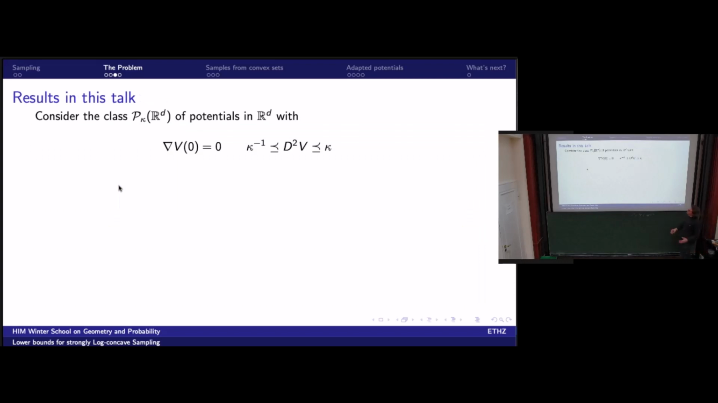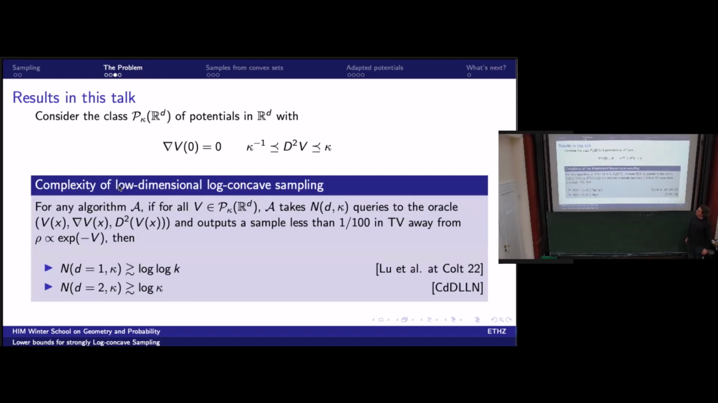Okay, so for the type of result we're going to talk about, we're going to consider the class of potentials that have this sort of eccentricity, and we're going to show the following. If you have an algorithm that produces samples that are in TV at most 1% off from your distribution, then your algorithm takes in dimension 2 and higher at least log kappa samples, and in dimension 1 log kappa samples. There's another algorithm in dimension 1 that also reaches this log kappa, so this is sharp.